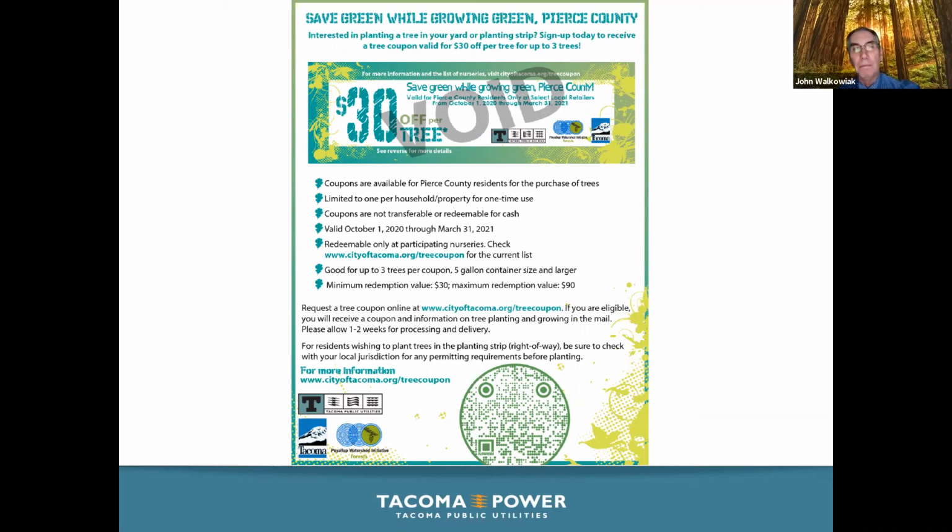The other part about this is it's valid from October 1st through March 31st. We did that time frame because that's the ultimate time to be planting trees in Western Washington. You know, you can plant a tree in May, but its survivability is not as good as if it's planted earlier in the year. And if you can get it planted in the fall, it is the optimal time to get trees in the ground so that they'll be ready to grow next spring and thrive.